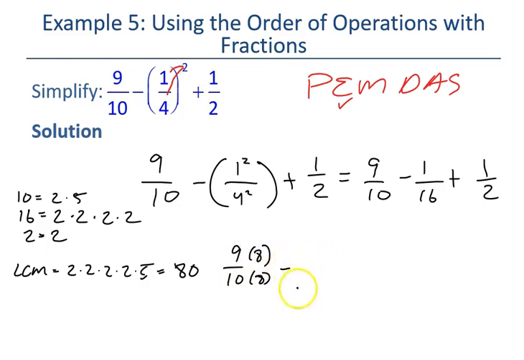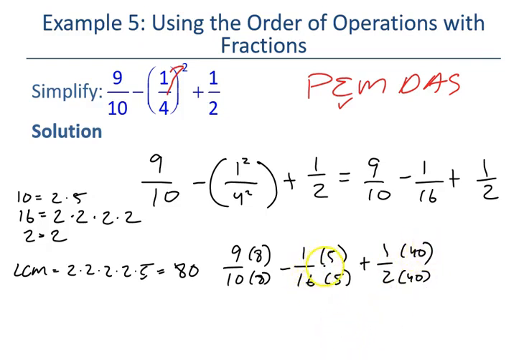Okay, minus, okay, now I've got 1/16, and 80 divided by 16 gives me 5. So I'll put a 5 down. And then over here for 1/2, we're going to end up having a 40, because to create that into an 80, we need to multiply it by 40. And what I do to the top, I have to do to the bottom.